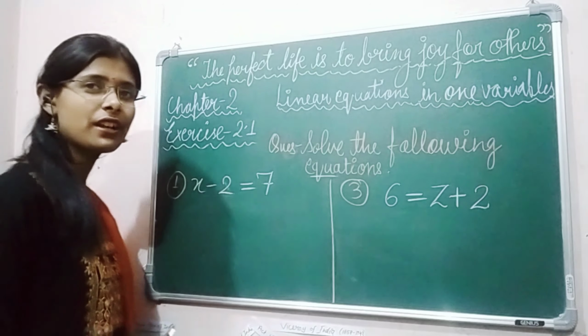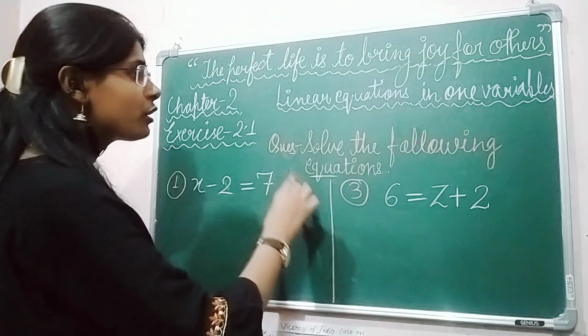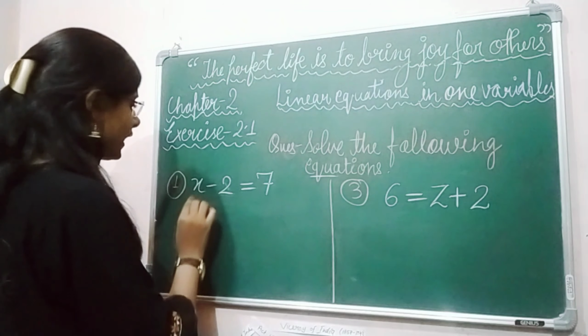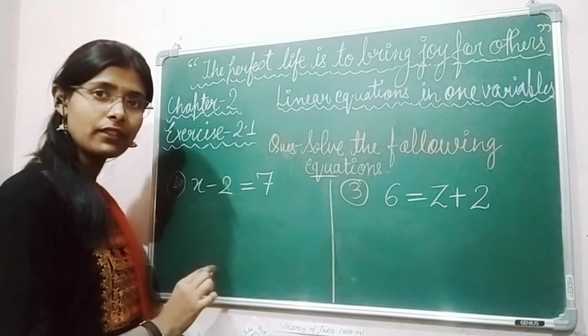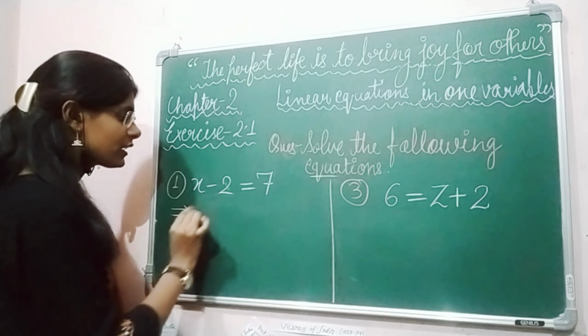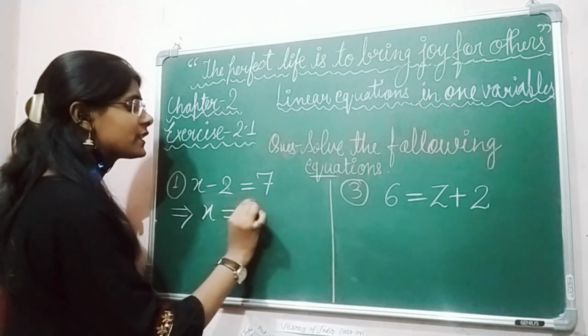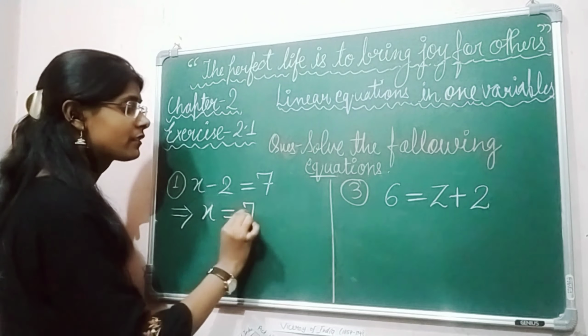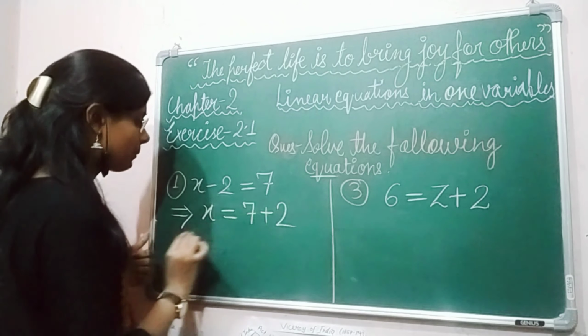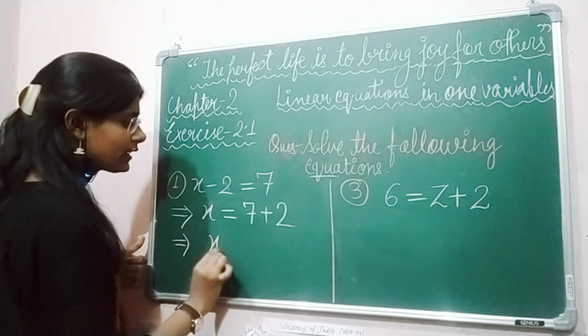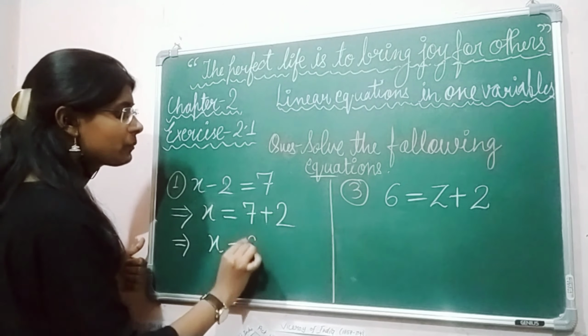So let's start with our first question, that is, solve the following equations. x minus 2 is equal to 7, which implies that x is equal to 7 plus 2, because it is minus 2 here on your left hand side. When it is transferred to the right hand side, it will be plus 2. That is, x is equal to 7 plus 2, 9, and your answer is here.